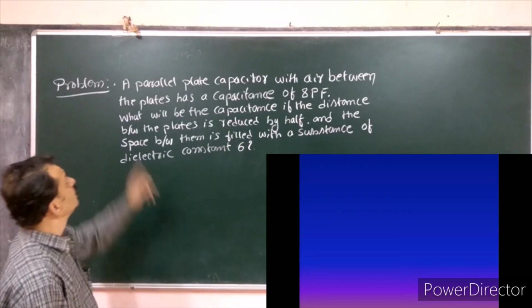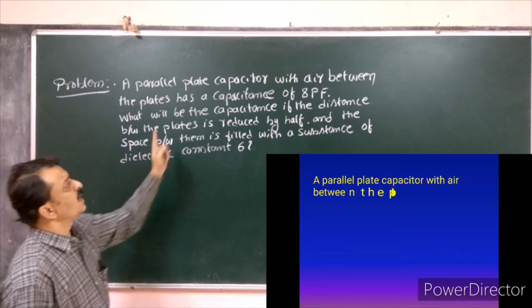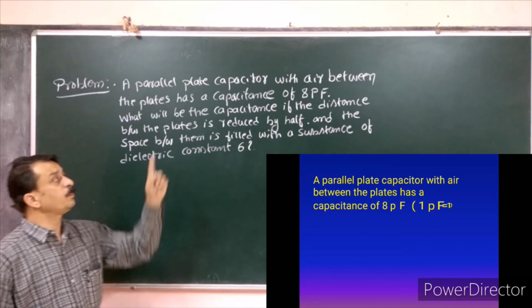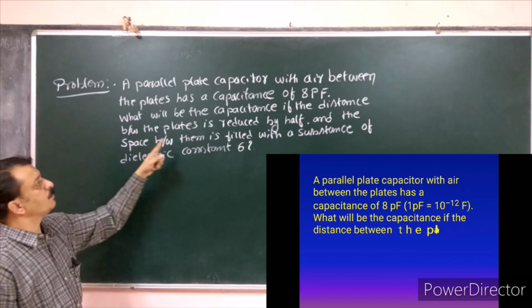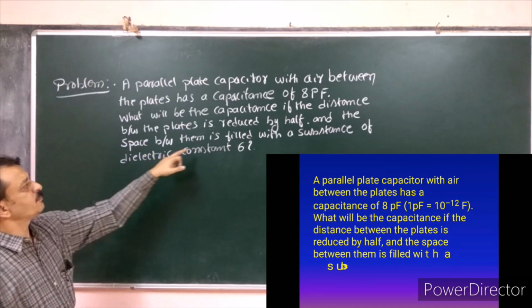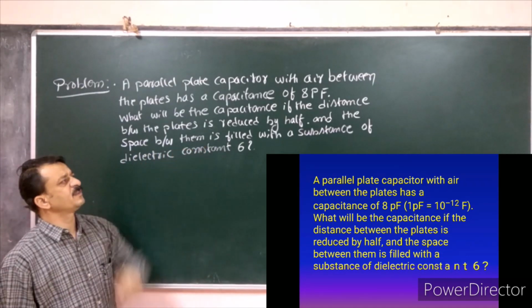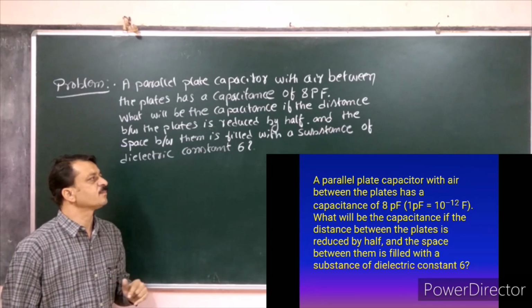Next problem. A parallel plate capacitor with air between the plates has a capacitance of 8 picofarad. What will be the capacitance if the distance between the plates is reduced by half and the space between them is filled with a substance of dielectric constant 6?